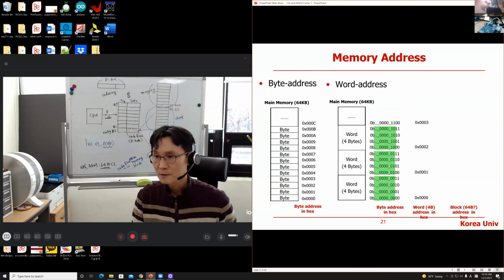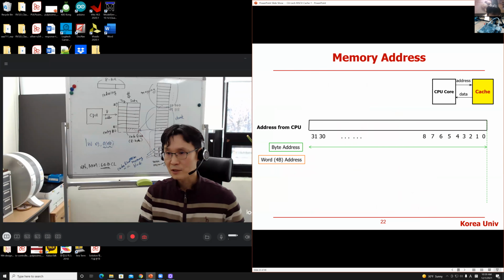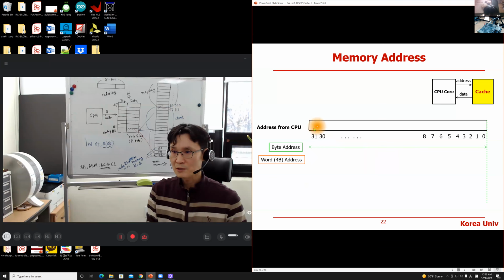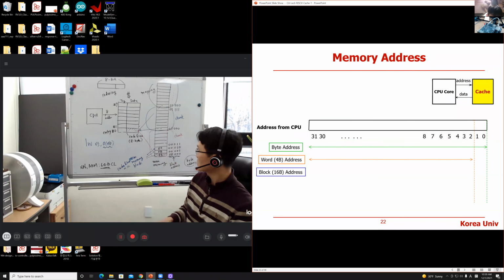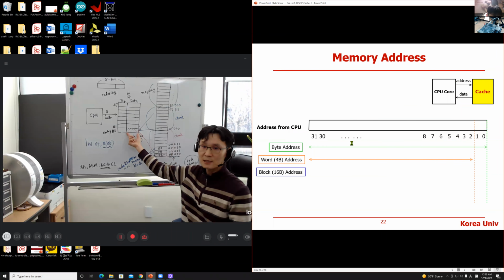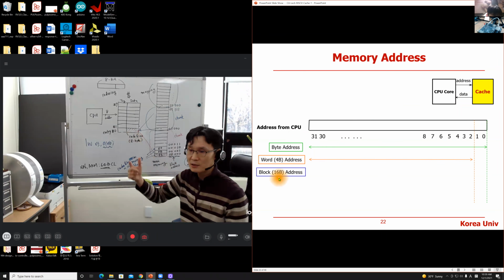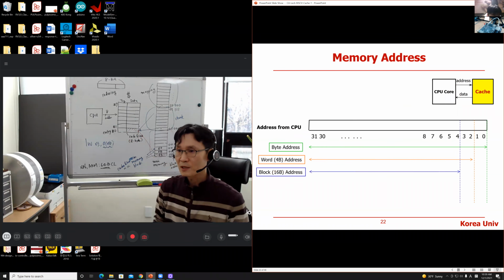Okay. So then how do you get the block address? Simple. This is the address, right? The CPU generates it. Okay, RISC-V is generating a 32-bit address. So that is the byte address. So how do you get the word address? Simple. You ignore the last 2 bits. Then that is the word address. So how do you get the block address? Assuming that the cache line size is 16 bytes, then you can just ignore the last 4 bits.